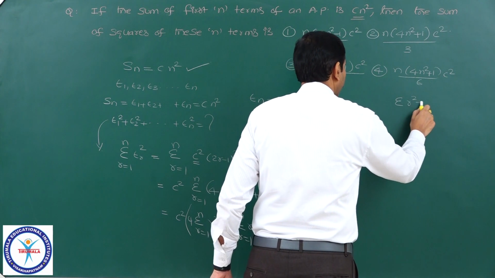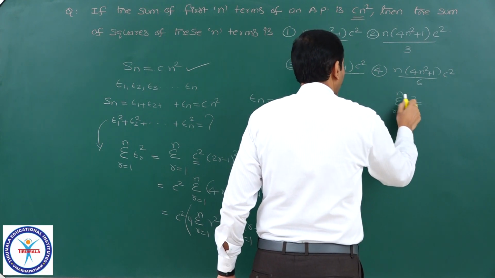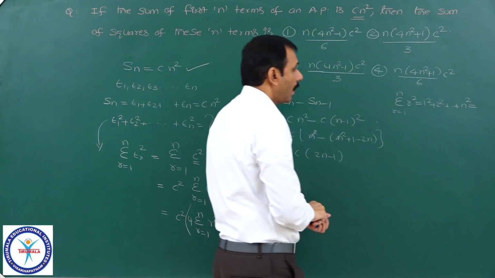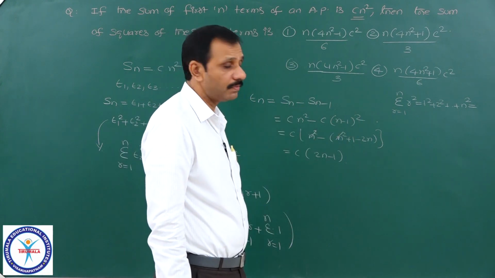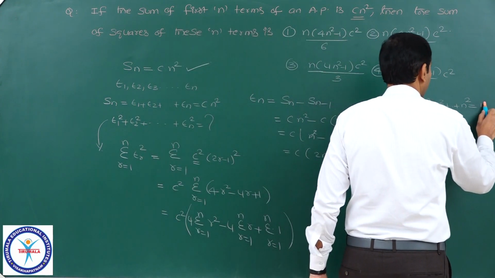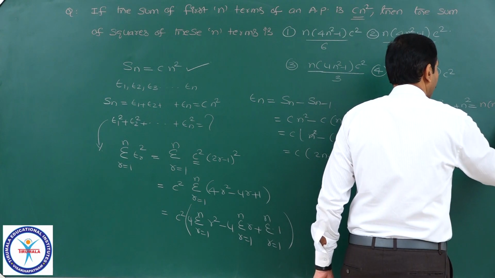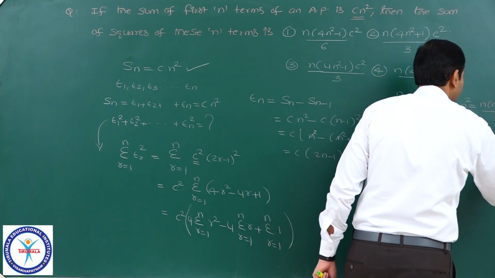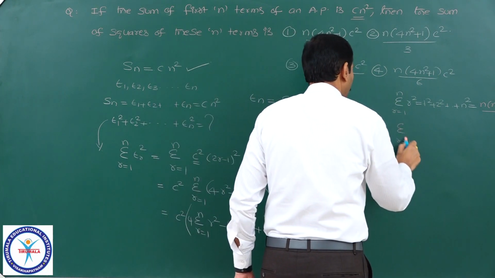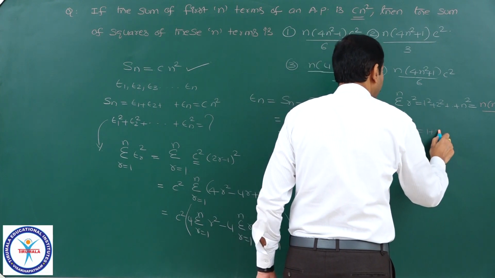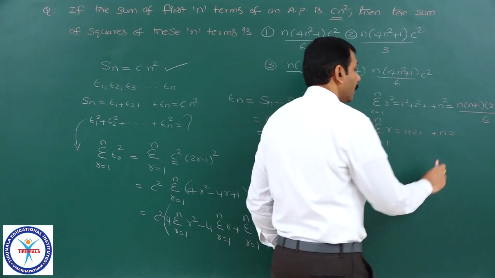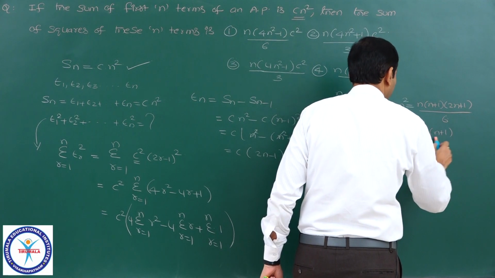See here, sigma r square means of course r equal to 1 to n, 1 square plus 2 square and so on n square equal to. Of course, some of you might know that value. Even if you do not know, please try to remember the sum of the squares of first n natural numbers: n, (n plus 1), (2n plus 1) by 6. And next, sigma r equal to 1 to n r means 1 plus 2 plus and so on plus n. It is the sum of first n natural numbers, equal to n into (n plus 1) by 2.